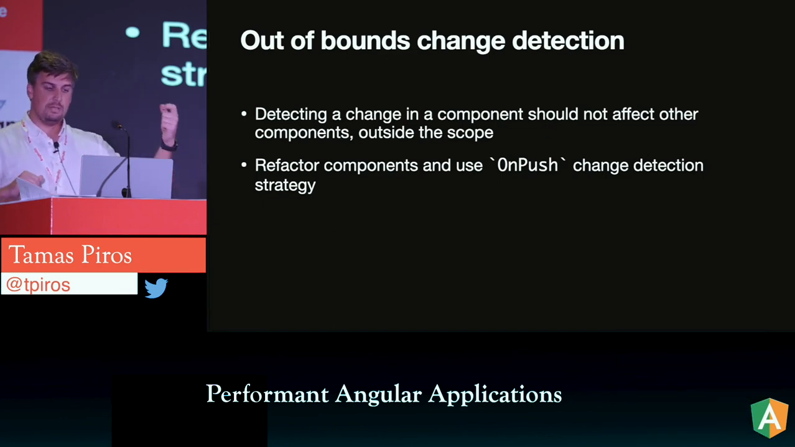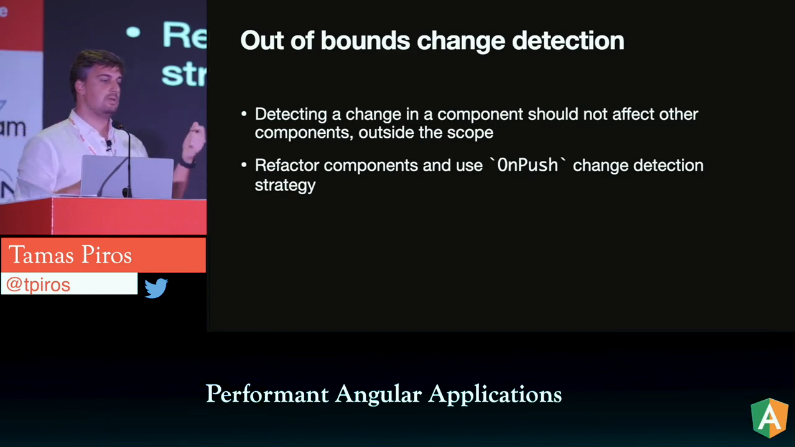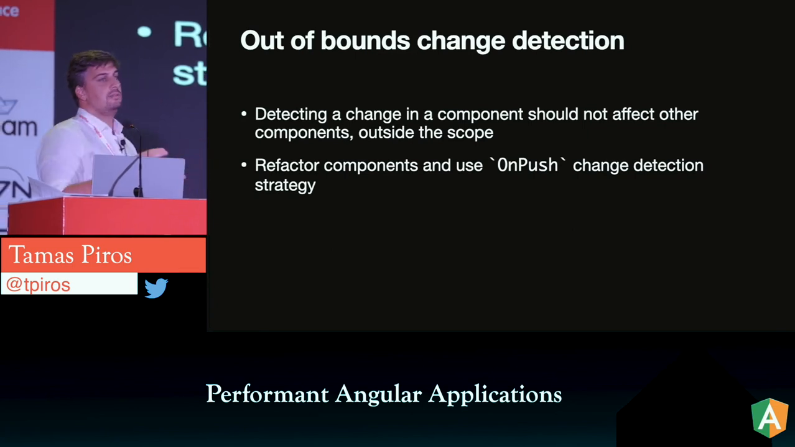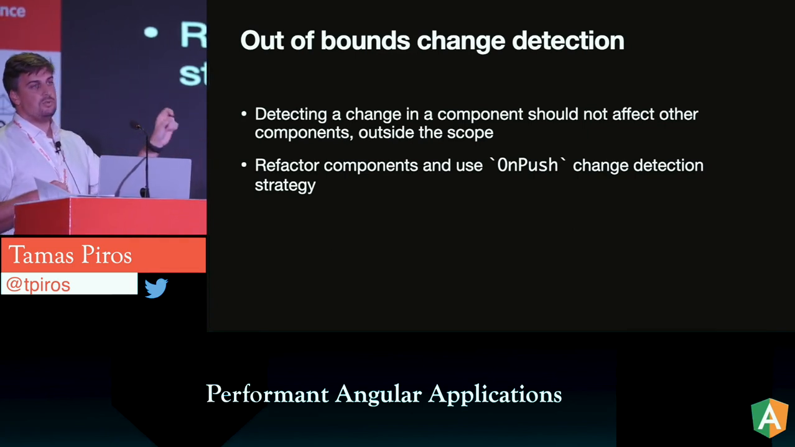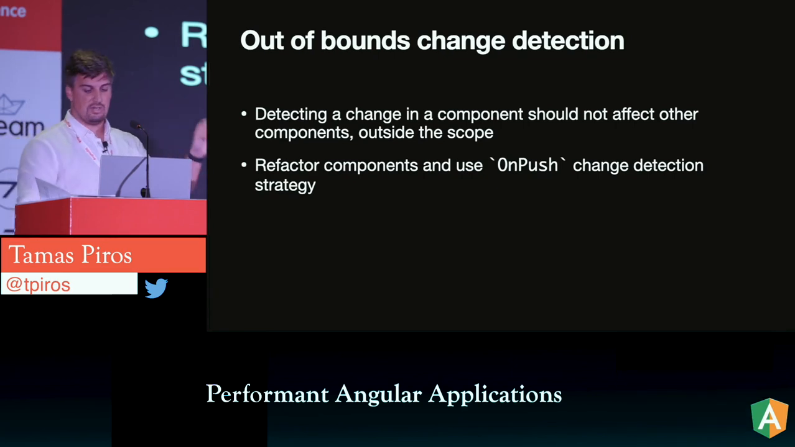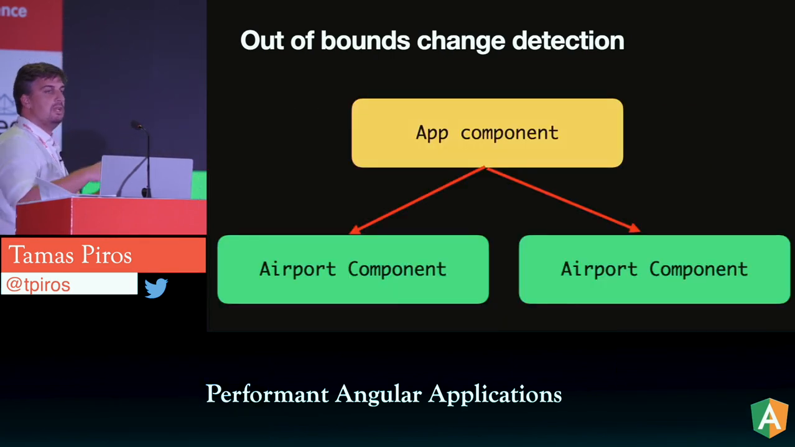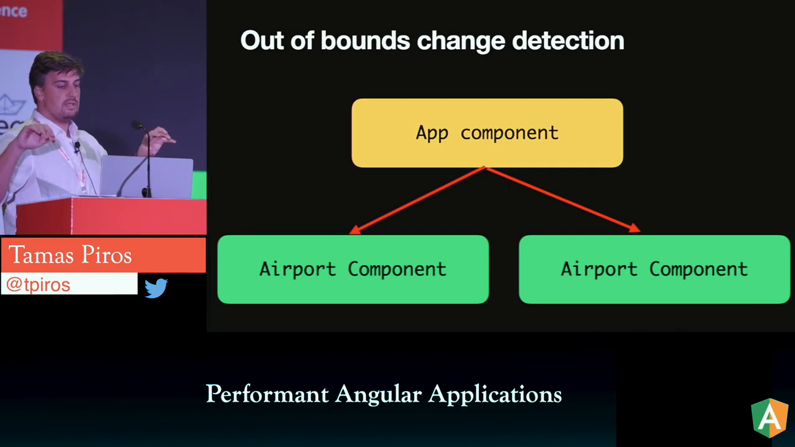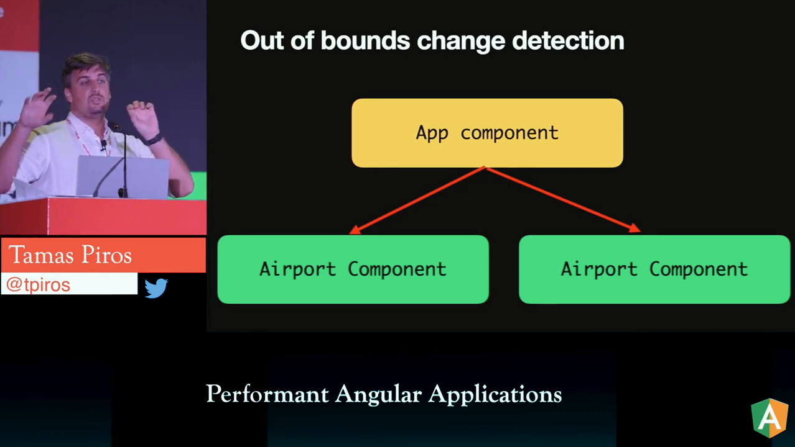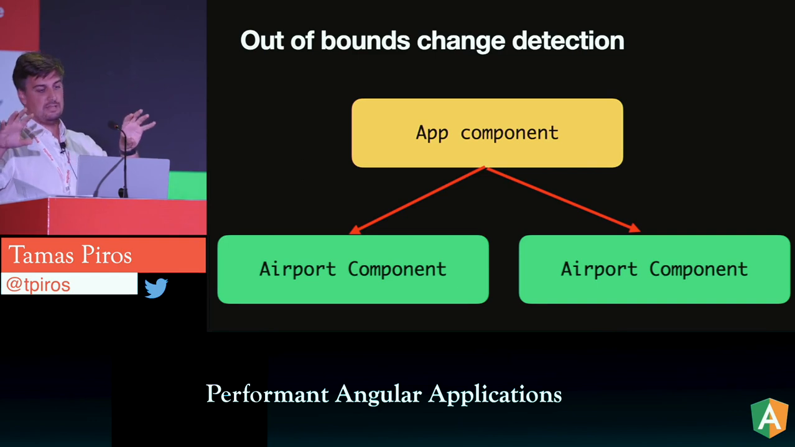And that should not be the case. Okay, so there are a number of things that you can do, and of course the most straightforward one is to use the on-push change detection strategy. So let me walk you through an example, right? Let's assume that we have an app component which basically uses another component, but it uses it twice with different sets of data, okay?